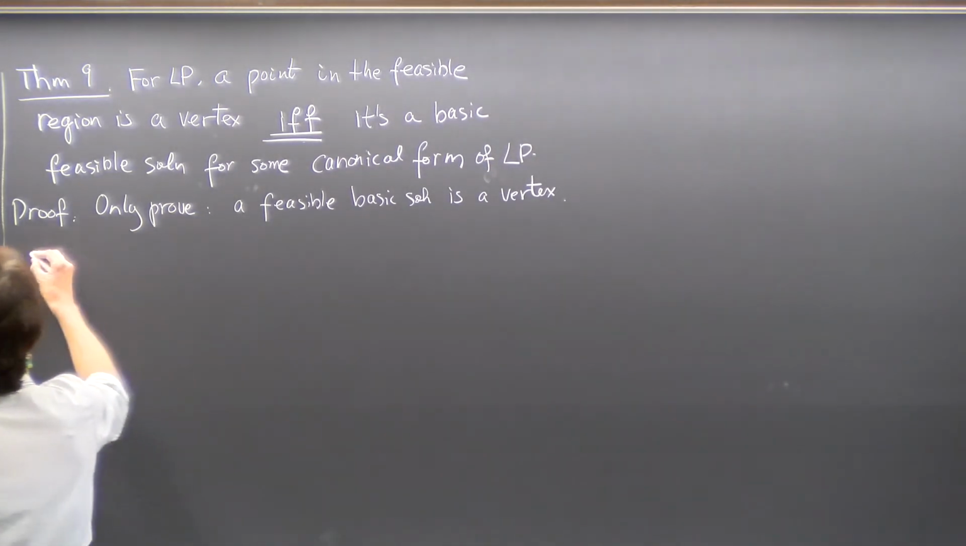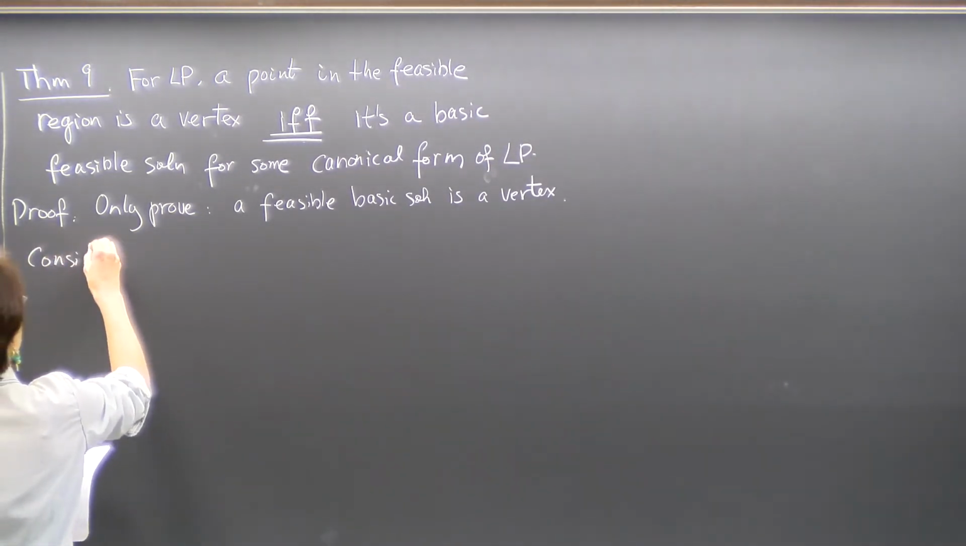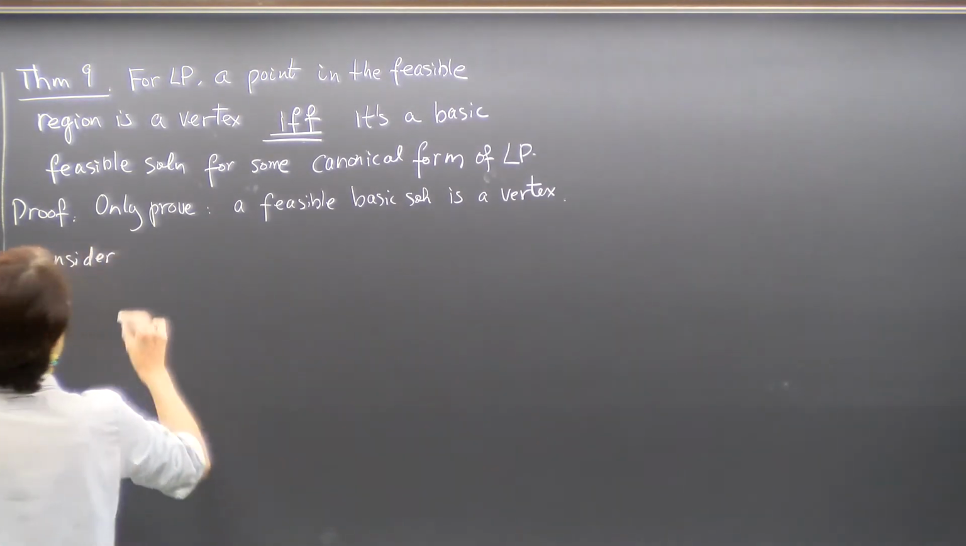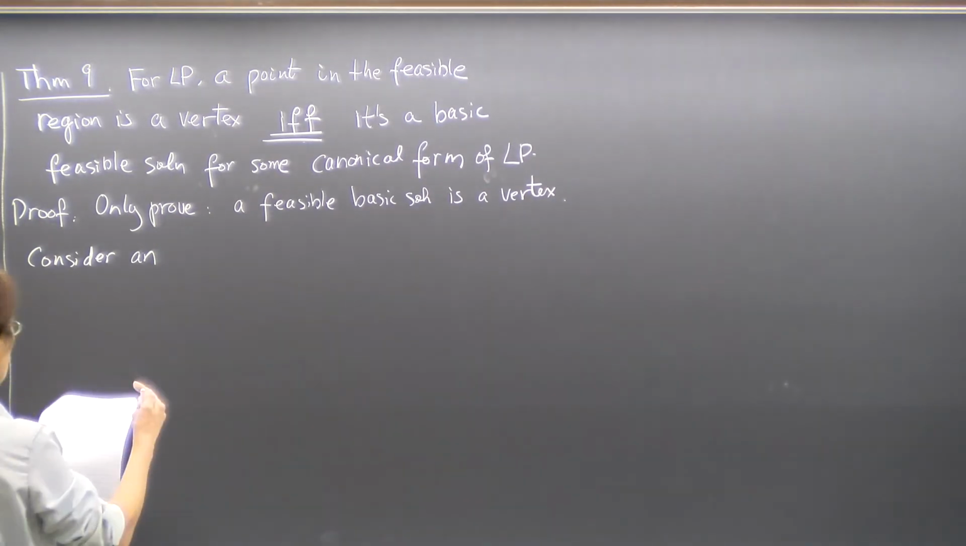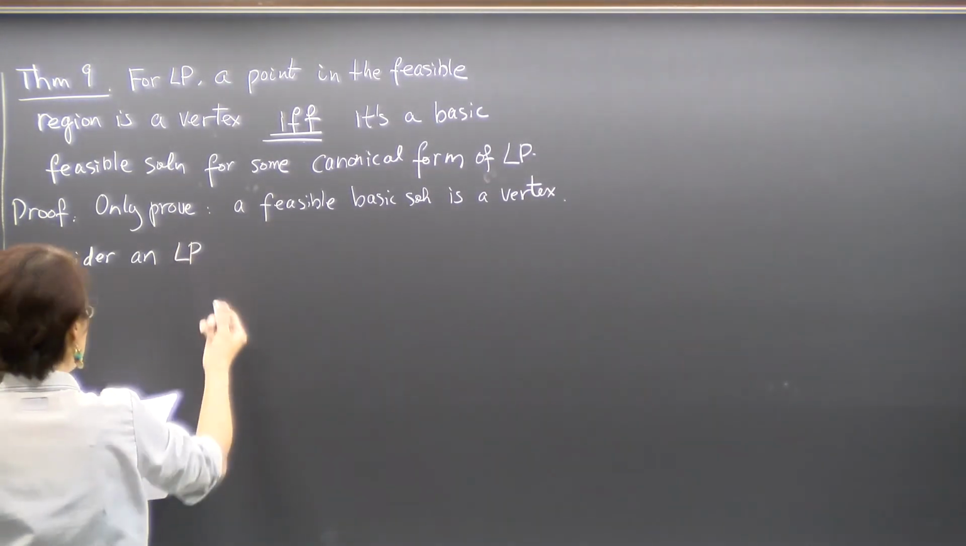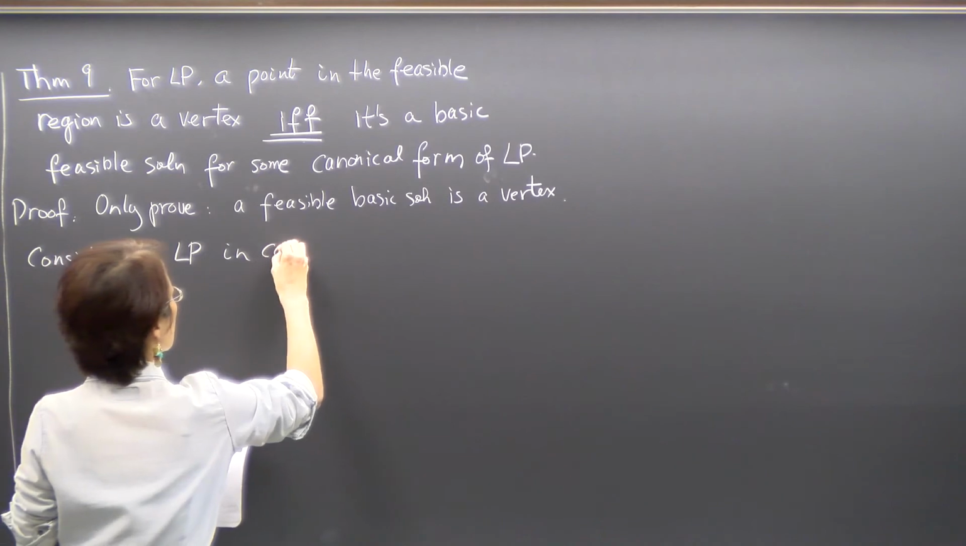So let's put the problem in the setting. If I have a basic feasible solution, then it is a basic solution of some canonical form. I could rearrange the indices such that the basic variables have small indices. The non-basic variables are the ones with the big indices. I can always do that, just rearrange them. So without loss of generality, I can consider the following LP in canonical form.